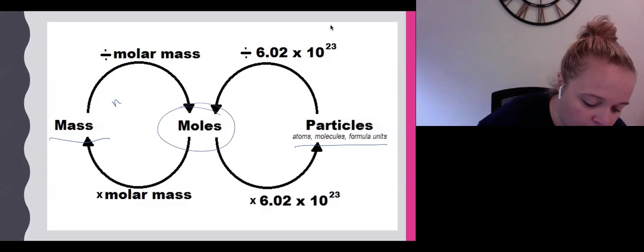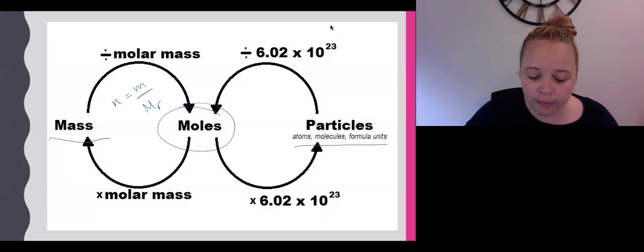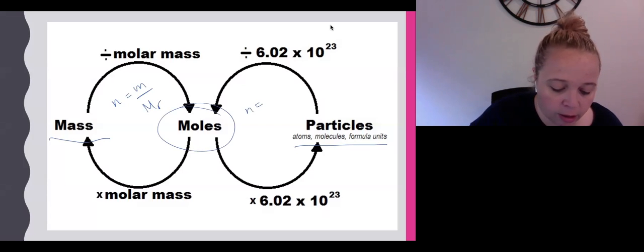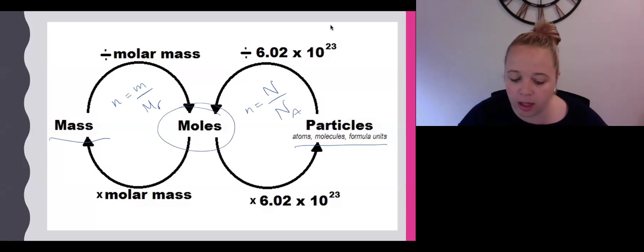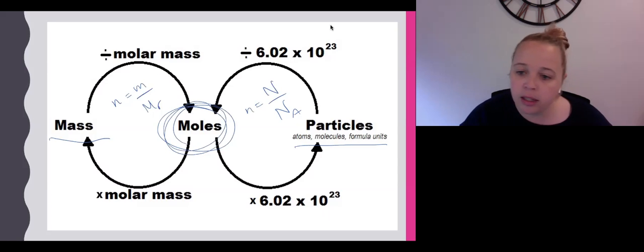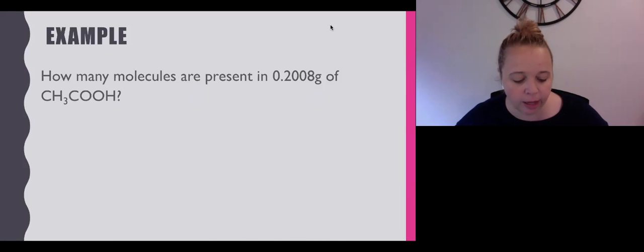So this one over here is my first equation, n equals m over Mr. And this equation over here is going to be n equals N over Na. All right, so they're the two equations on the two different sides there, but we use the mole to convert between the two. So let's have a look.